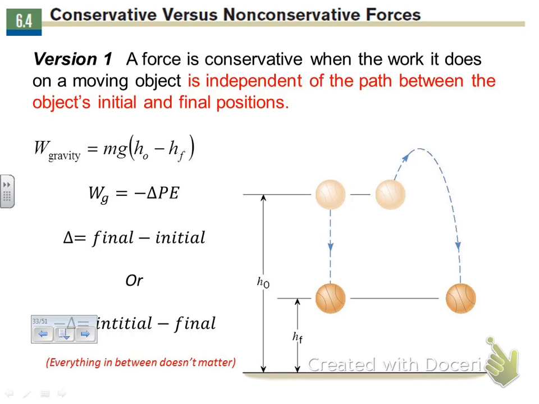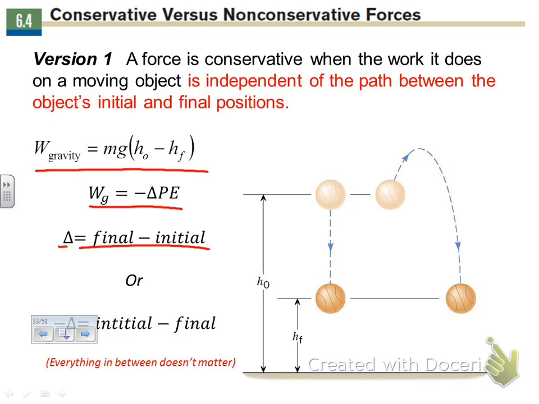Gravity is a conservative force. If we look at the equation of the work done by gravity, the work done by gravity is mg times the initial height minus the final height. Another definition is that the work done by gravity is equal to the change in potential energy. When you find the change in anything, it's the final minus the initial, meaning everything in between doesn't matter. So it already falls under that first criteria.